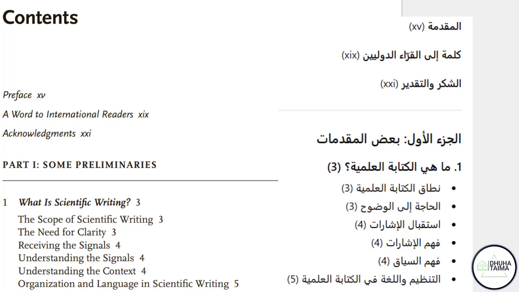1. What is scientific writing? The scope of scientific writing. The need for clarity. Receiving the signals. Understanding the signals. Understanding the context. Organization and language in scientific writing.